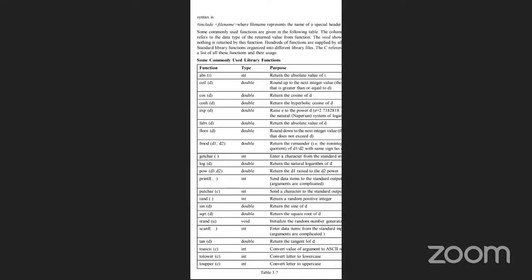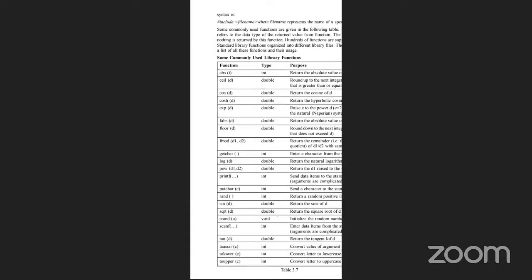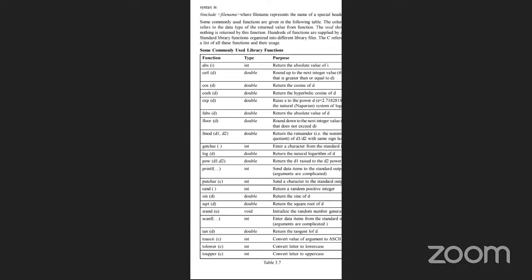Function abs(i), type int, returns the absolute value of i. ceil(d), for example ceil(2.3) equals 3.0. ceil(d) rounds up to the next integer value, the smallest integer that is greater than or equal to d.